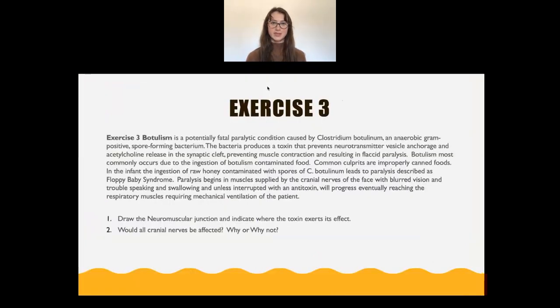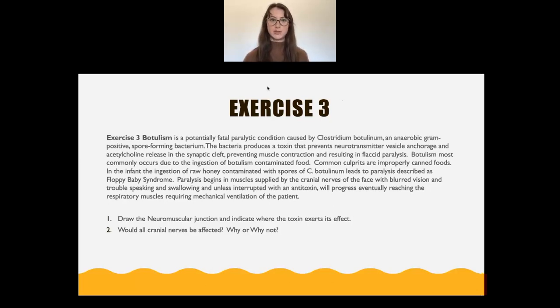Our final exercise is about botulism. So this is a potentially fatal paralytic condition caused by Clostridium botulinum. That is a bacteria, anaerobic gram-positive spore-forming bacterium for you microbiome weirdos. The bacteria produces a toxin that prevents neurotransmitter vesicle anchorage and acetylcholine release in the synaptic cleft, preventing muscle contraction and resulting in flaccid paralysis.